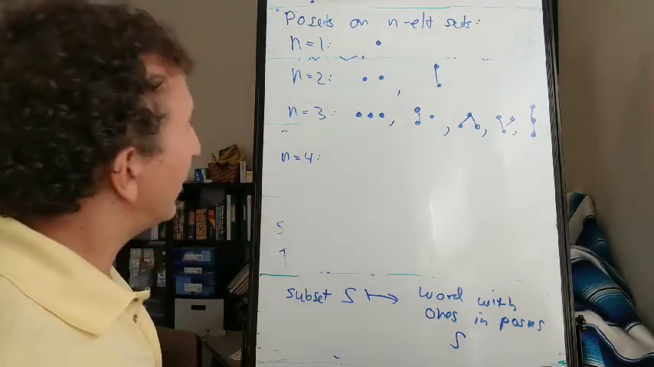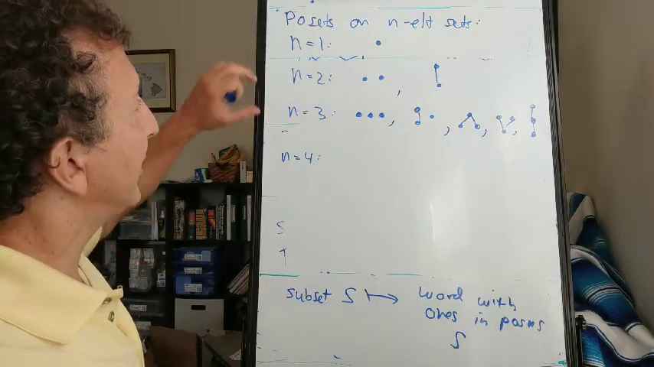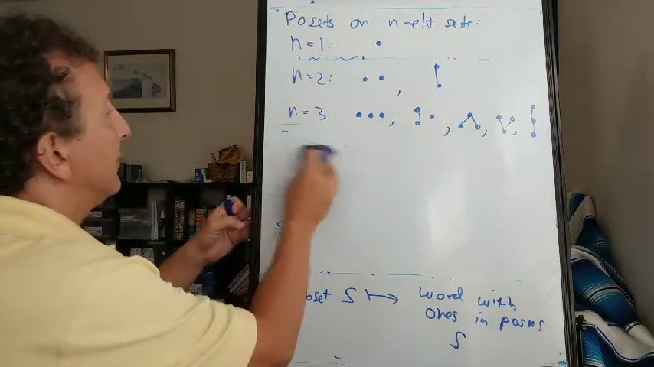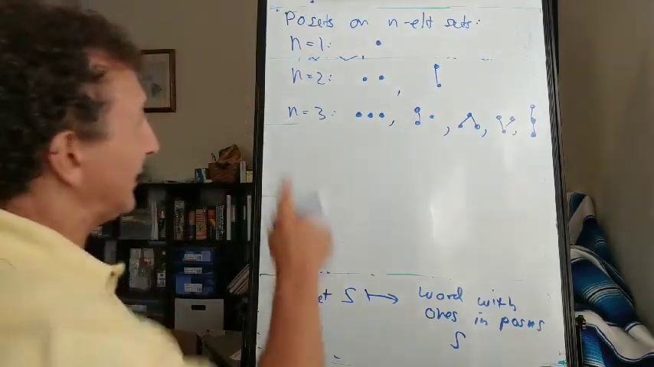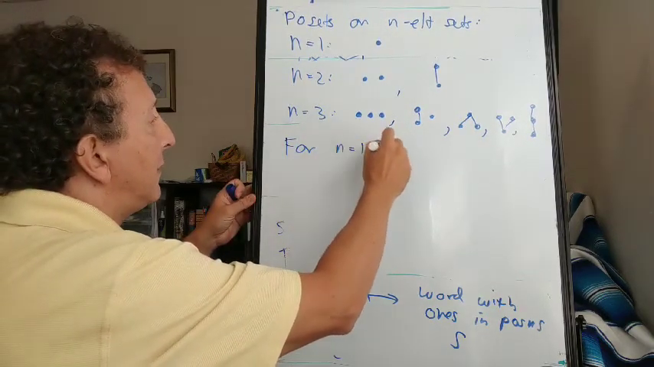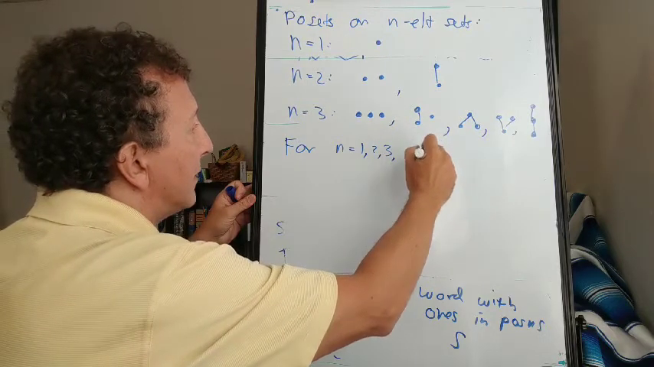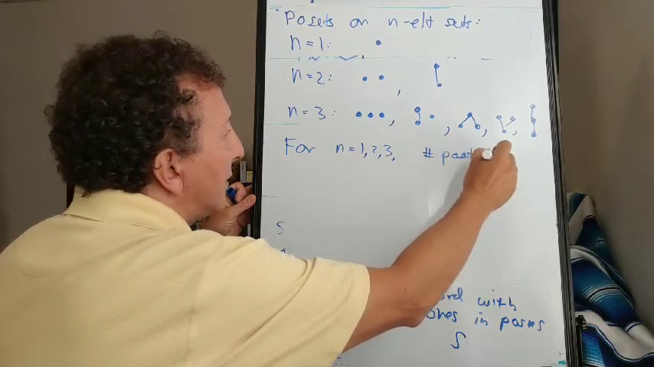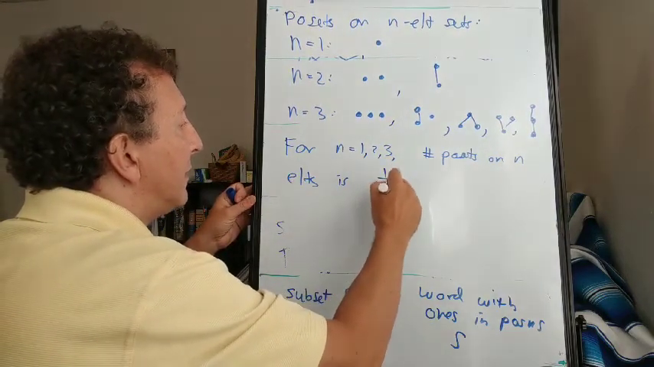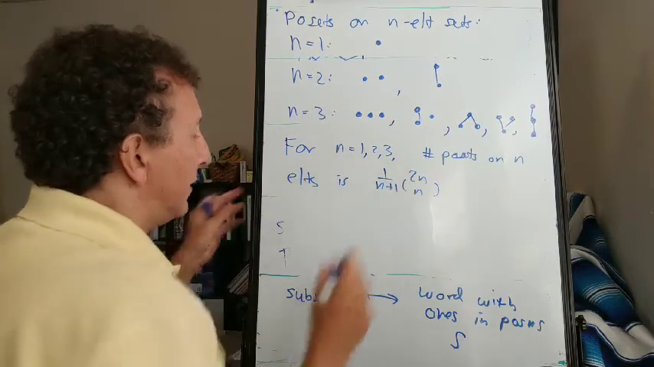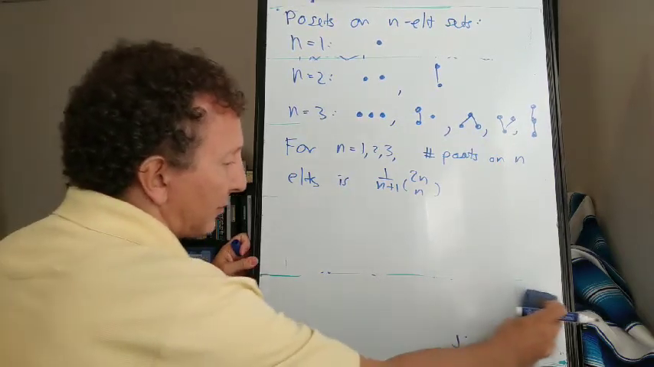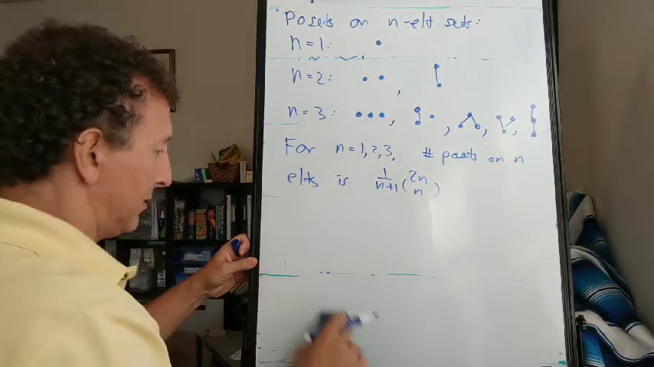For n equals 4, well, maybe I should point out, so far the number of posets on n elements is a Catalan number, at least for n equals 1 through 3. That won't quite work for n equals 4, but let's write out the posets and see how many there are.